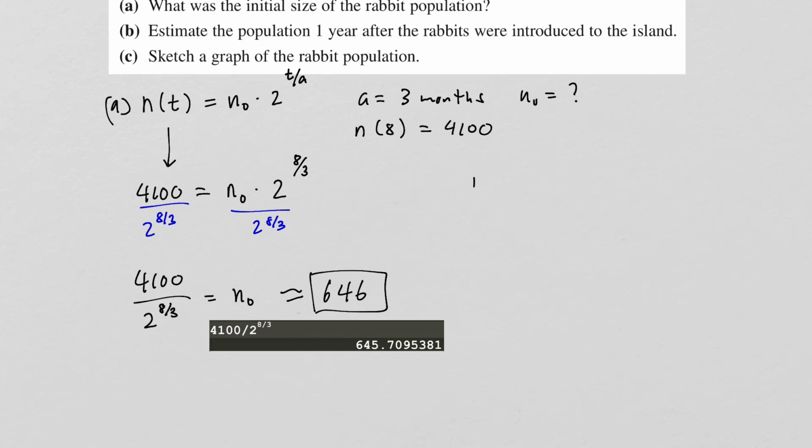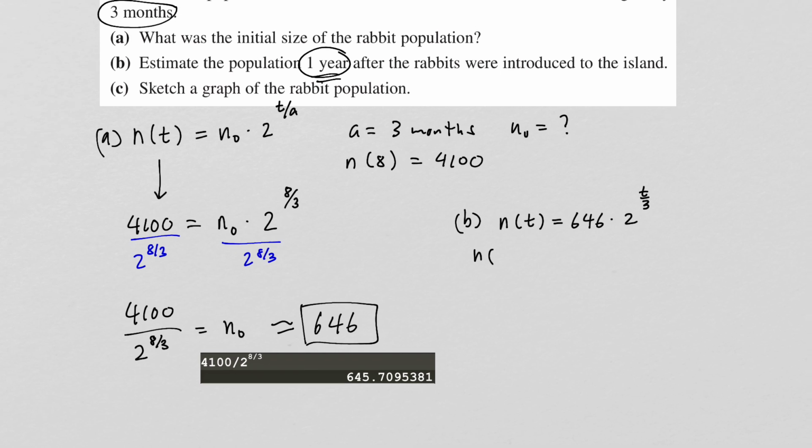So next, for part B, estimate the population 1 year after the rabbits were introduced. Now we know the model is N of t equals 646 multiplied by 2 to the t divided by 3 power. So the number of rabbits after 1 year, we have to change that into months, and of course that's 12 months. This is going to be 646 times 2 to the 12 divided by 3. And this is 646 times 2 to the 4th power, which is 646 times 16.